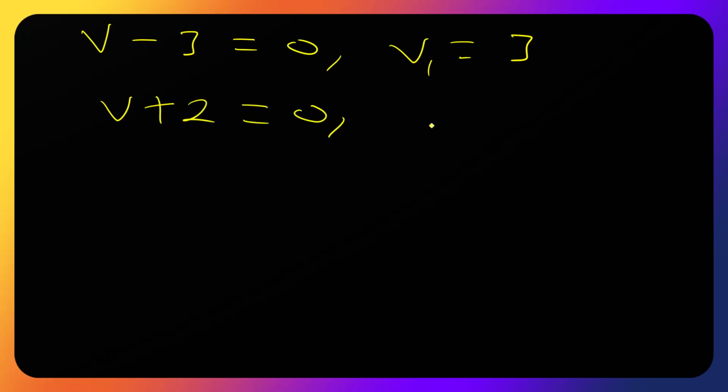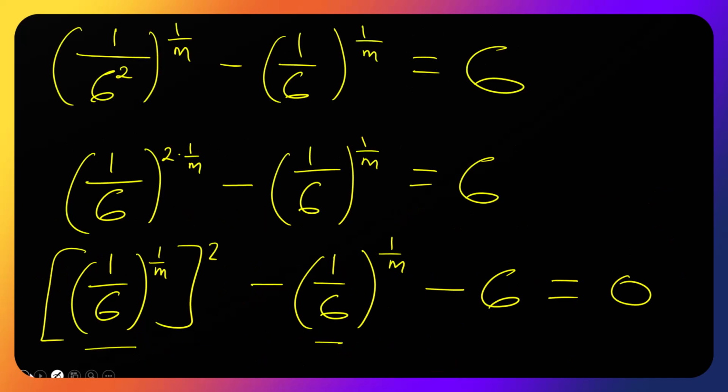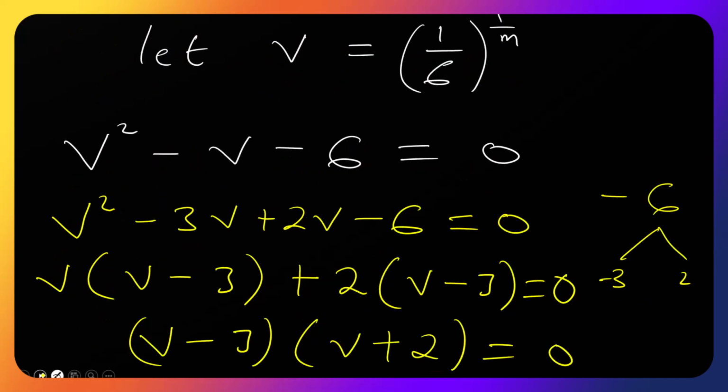v minus 3 equal to 0. Therefore, v equals 3. That is v1. And v plus 2 equals 0, then we have v2 as minus 2. Now, remember when we recall, okay, we said this. Don't forget. So let's recall from there.